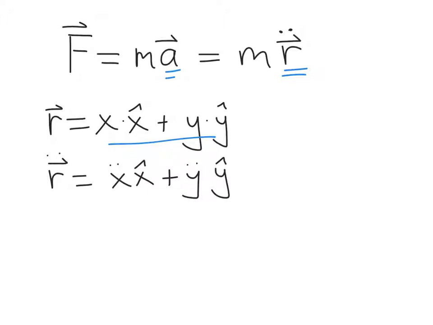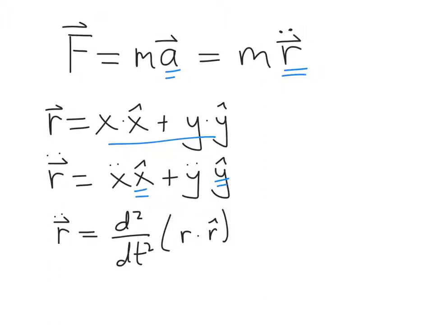But what if our basis vectors themselves have non-zero time derivatives? In other words, what if we write our position vector using r hat and phi hat? Then we have to apply the time derivative twice to r as a scalar times r hat. And this is going to be more complicated. So let's look at what that looks like first.